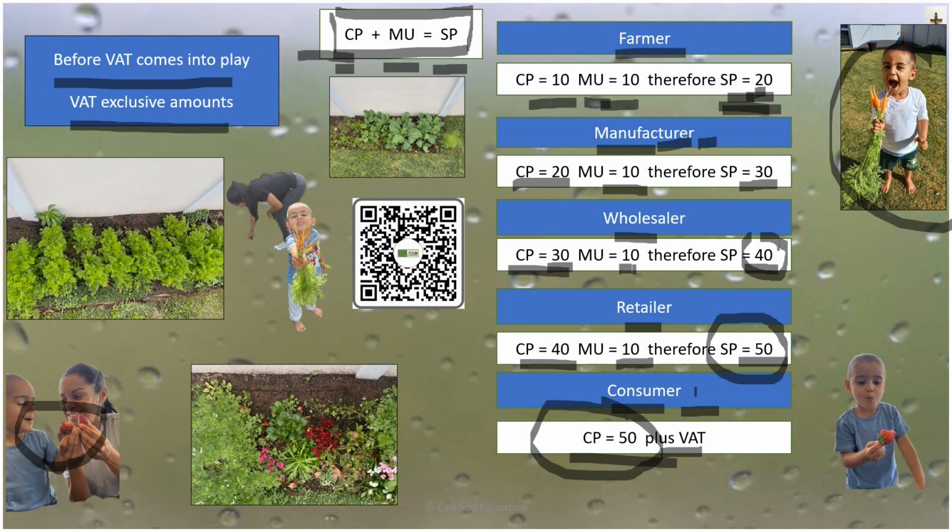Here we will have a cost price including VAT and a selling price including VAT. And we're going to calculate the VAT input and the VAT output.